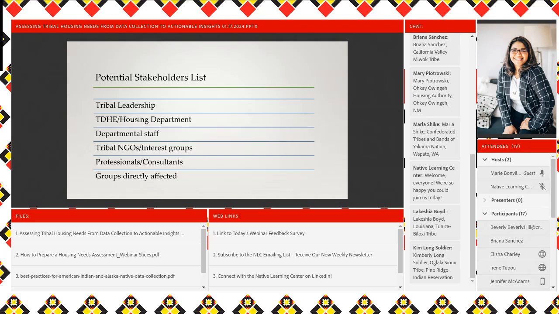The stakeholder list could look something like tribal leadership, of course, your housing departments, your departmental staff within your tribe, NGOs, so that's your native CDFIs or your housing partnership. It could be groups that provide support services. Professional consultants, of course, they're a part of this process.